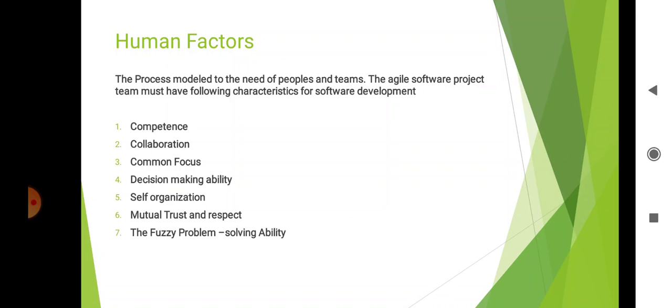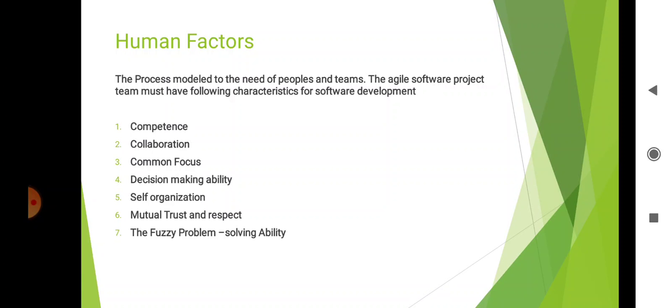Third is common focus. The team members may perform various tasks and bring different skills to the project. All skills should be focused on one goal, that is to deliver working software to the customer within a given time. Then fourth is decision making ability. The project team must be allowed the freedom to control its own destiny so they can make individual decisions on various issues. Fifth is self-organization.